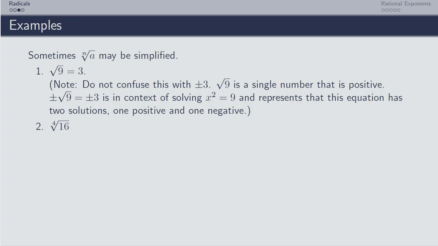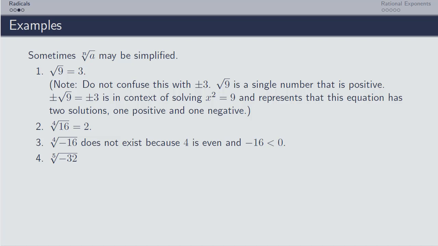The fourth root of 16, right? I want the number that if I multiply together 4 times, I get 16. That's 2, right? 2 times 2 is 4, so 2 times 2 times 2 times 2 would be 4 times 4, or 16. The fourth root of negative 16, well, that's a problem, right? 16 is a negative number, and 4 is even, and so we can't take the even root of a negative number, so that thing doesn't exist.